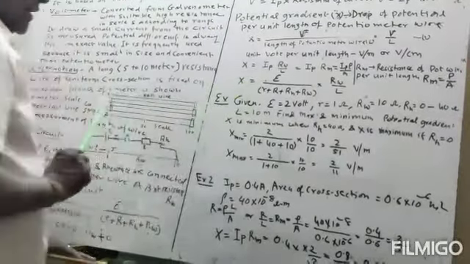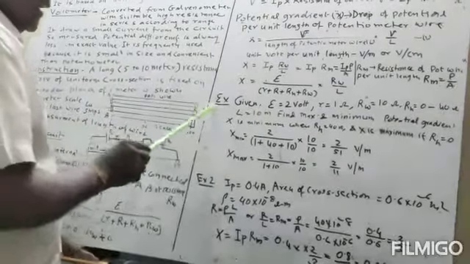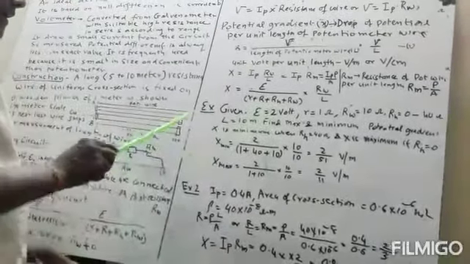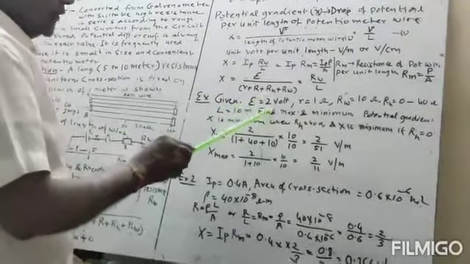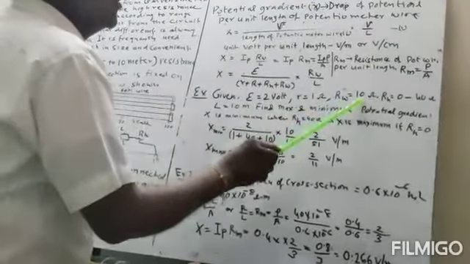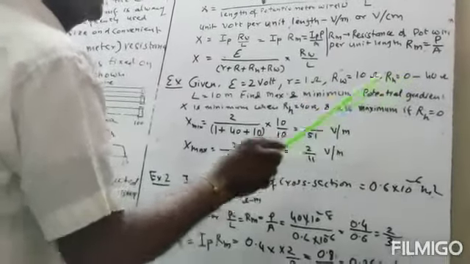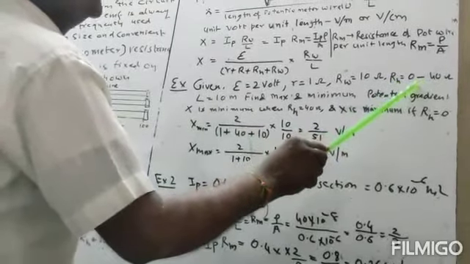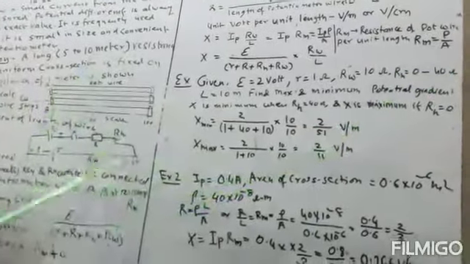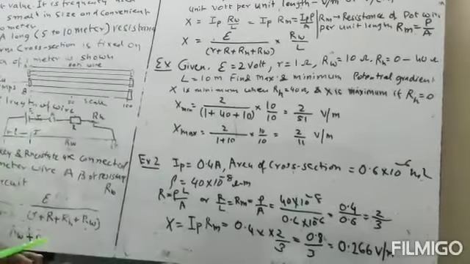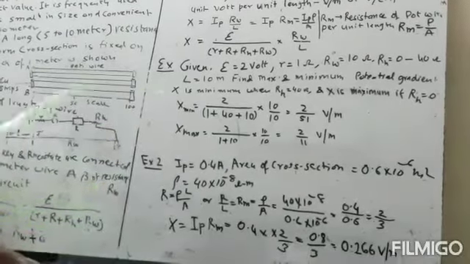So I give the problem to find the potential gradient for this given circuit. In the given circuit, the EMF of the battery is 2 volt, internal resistance is 1 ohm, Rw is 10 ohm, length is 10 meter, and RH is from 0 to 40. This means the resistance of the rheostat is minimum 0 and maximum 40. So we have to find the maximum and minimum value of the potential gradient.